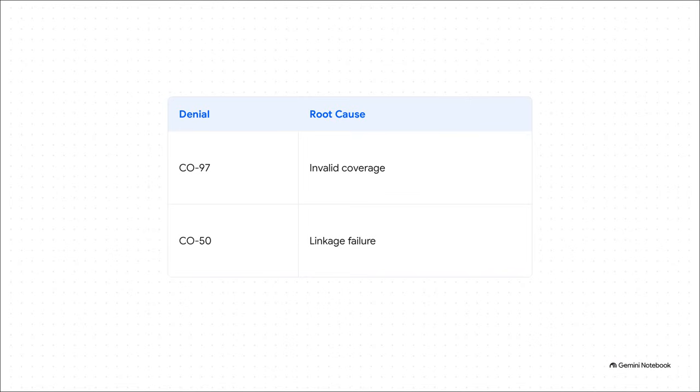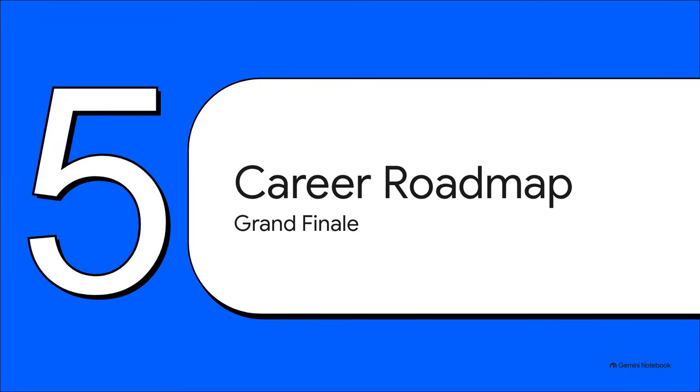For example, a CO97 denial usually means an invalid modifier or missing coverage, like forgetting that modifier 25 on a same-day procedure we talked about earlier. A CO50 denial flags a medical necessity mismatch, meaning your ICD-10 diagnosis linkage failed to support the E&M level you billed. Master these denial codes, proactively fix these linkage failures, and you will maintain that elite 95% first-pass clean claim rate. And now, Section 5, our grand finale, your career roadmap and final class graduation.